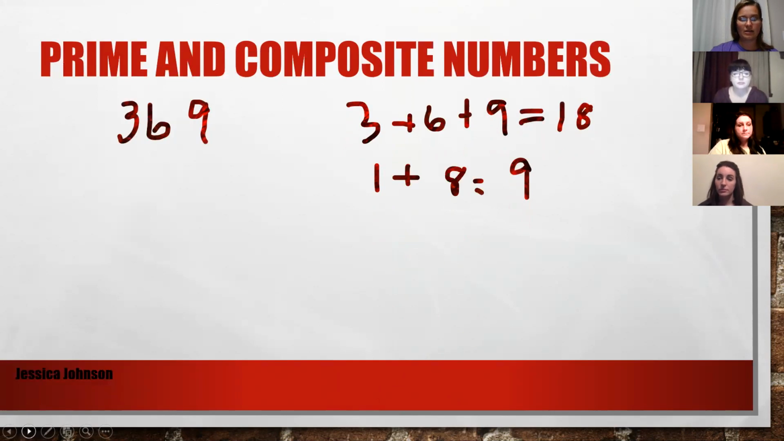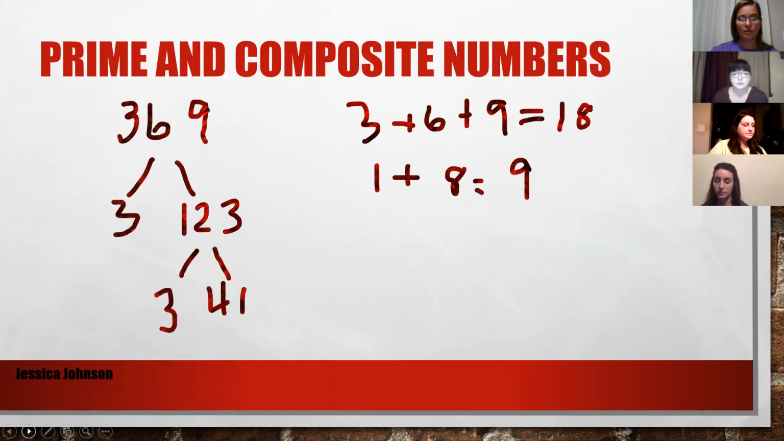Let's factor it out. What number times 3 gives us 369? 123. Can 123 be factored out any further? Yes. 3 times 41. Can 41 be factored out any further? No. That leaves us with 369 being composite and 41 being prime, because 369 has multiple natural number factors and 41 has natural number factors of only 1 and itself.